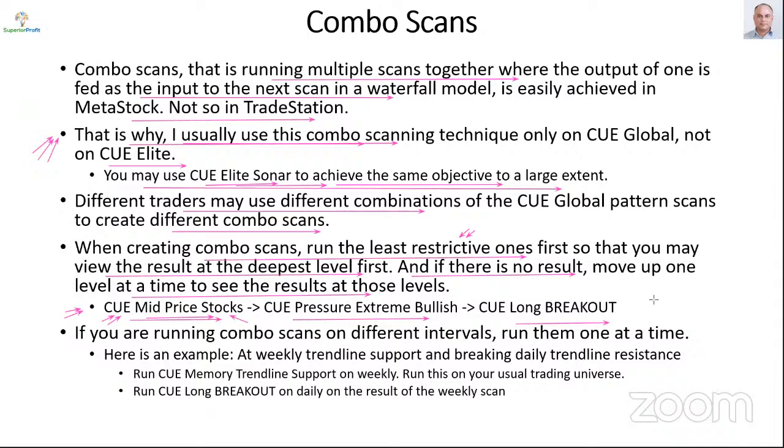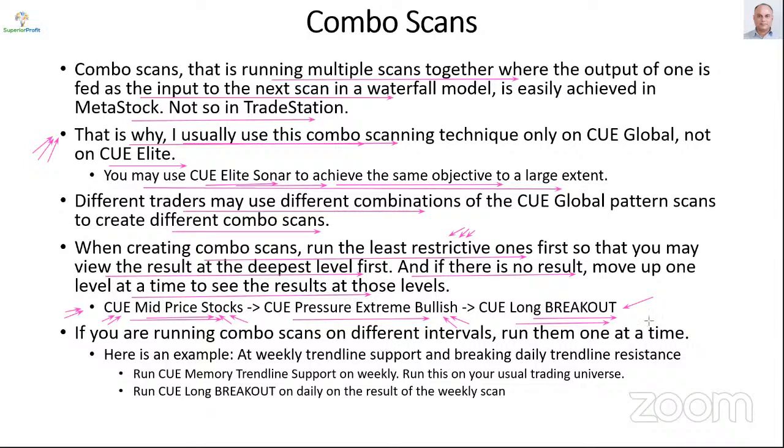Why so? Because if we didn't have any breakout at the deepest level, there is no stock in the output, we may then move up one level to see that at least do we have extreme bullish pressure. If none, then we may move up to mid-price stocks. Again, in real life, I will not use this scan. This is just an example of a combo scan explaining why least restrictive ones are better to be run first.